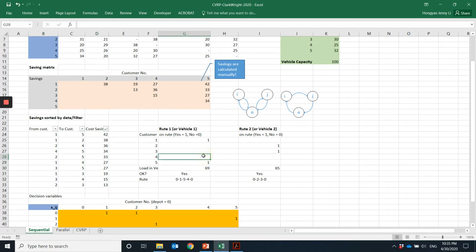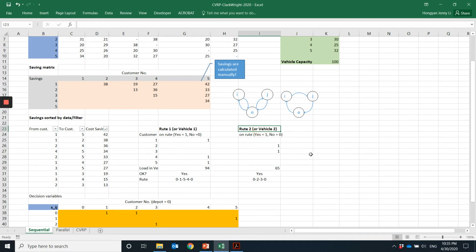So I put customer 4 in this list. Then you can see the total demand is lower than the capacity. So that's feasible. I cannot add more because the demand is quite high. So I'm done with this route. Then you can show that vehicle 1 drives from the depot to customer 1 to customer 5, then to customer 4, then comes back to the depot. So that's the first route.